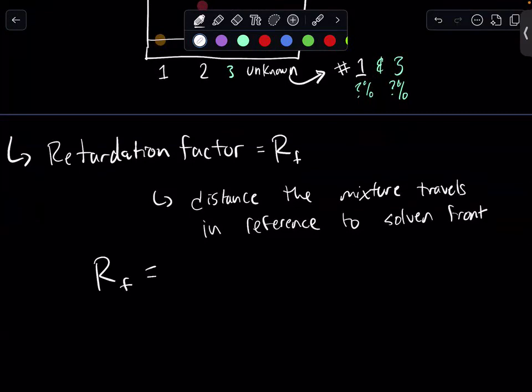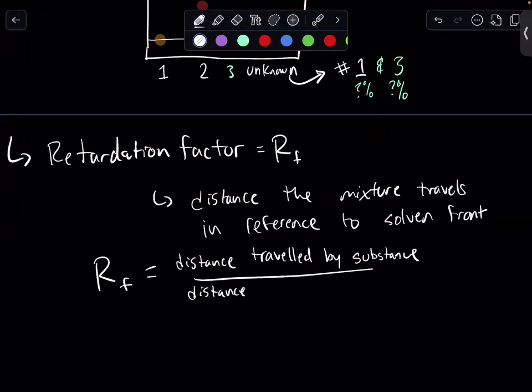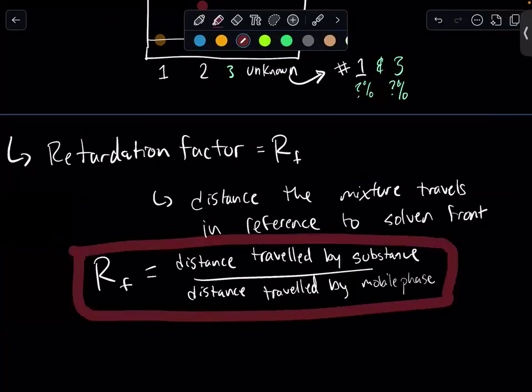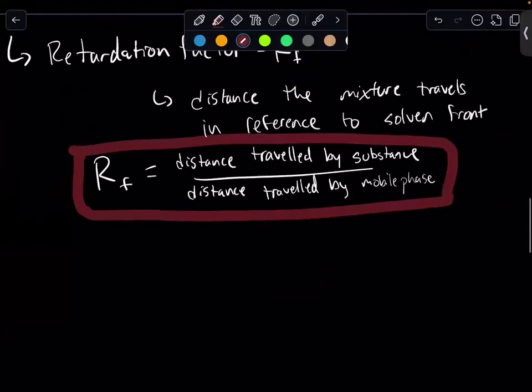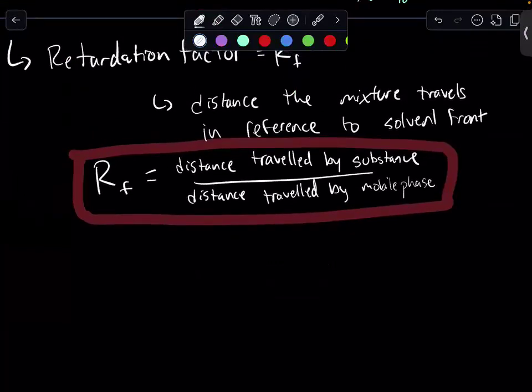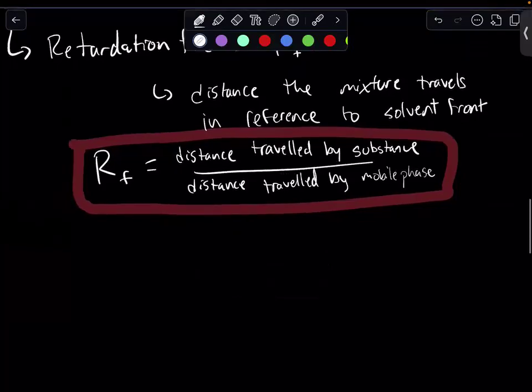So the actual value for Rf is the distance traveled by the substance divided by the distance traveled by the mobile phase. This is the equation that I think is in your data booklet, but here's what I'll talk about: why it's important to have this and also why, once again, it's not going to be quantitative data.